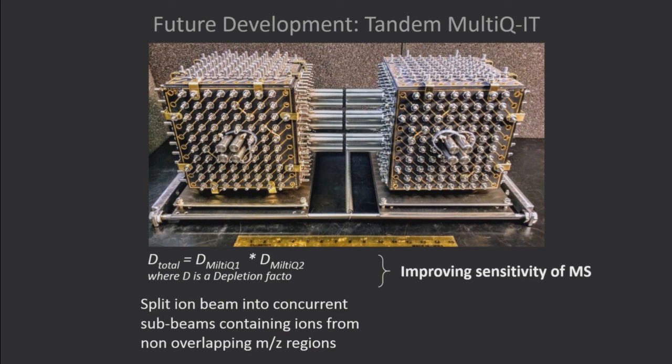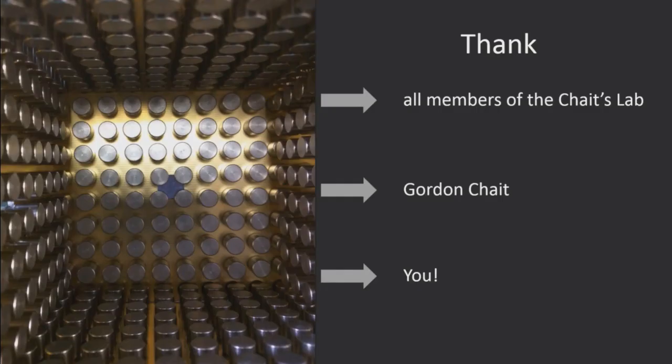And the ultimate goal is to add several quadrupoles between these devices and split ions that come in through this quadrupole into multiple concurrent sub-beams. And that device will allow us to test this possibility. But our ultimate goal is to produce a device enabling parallel MS.